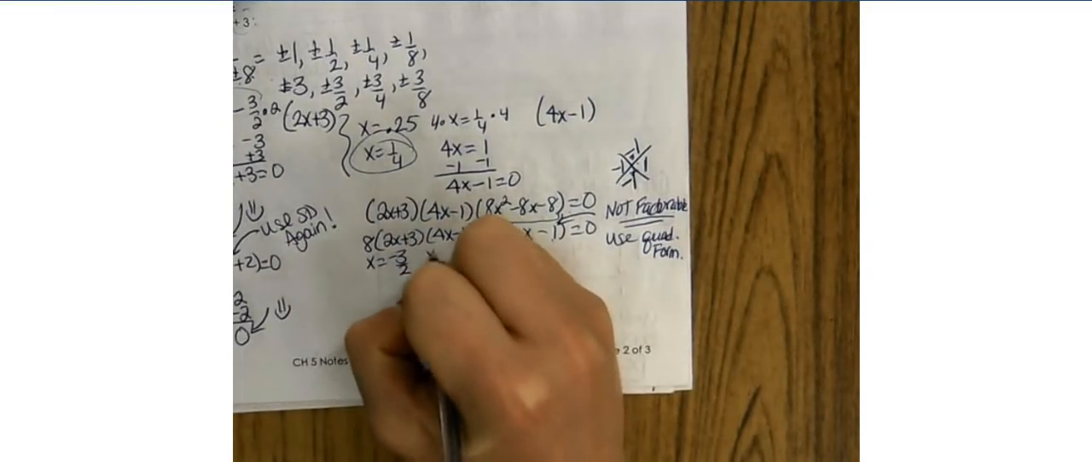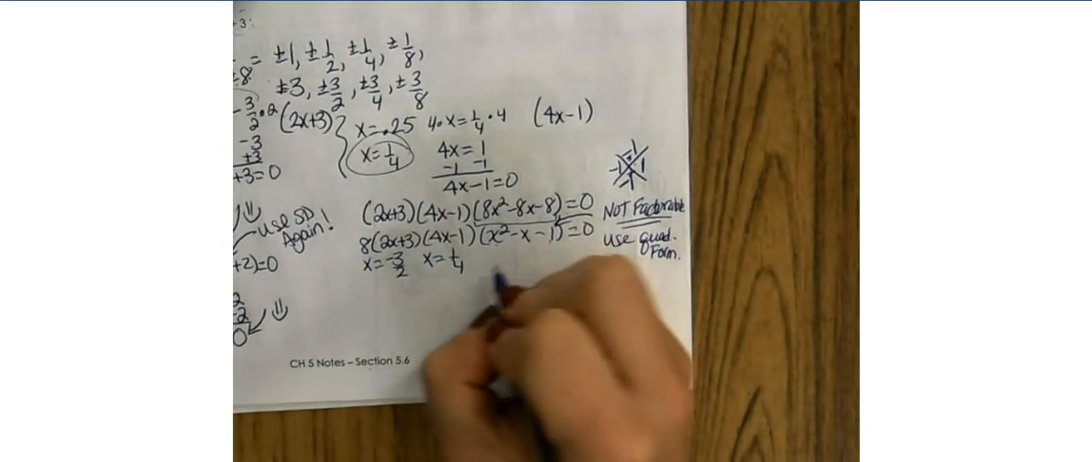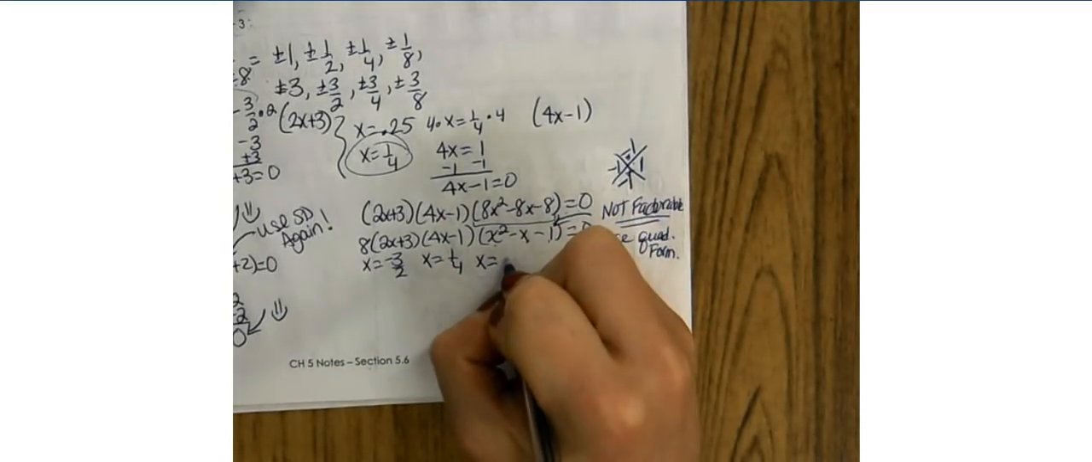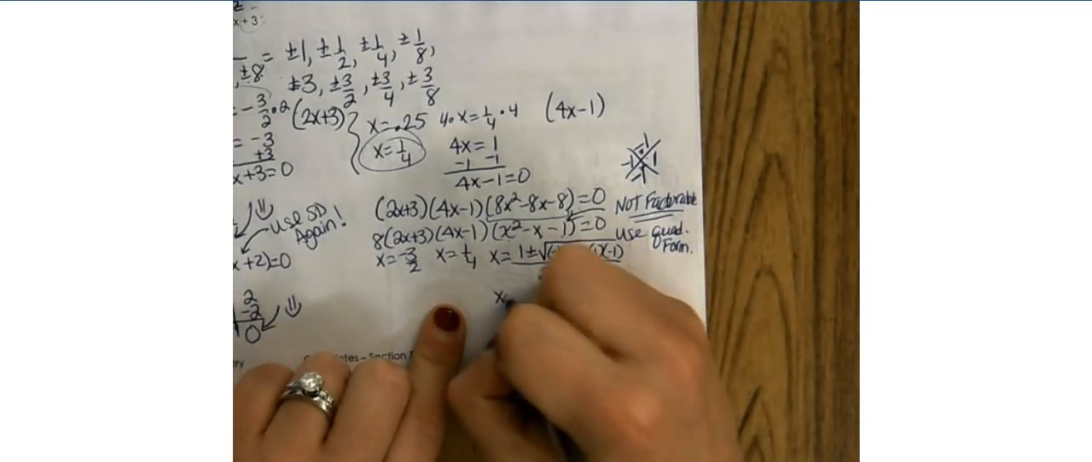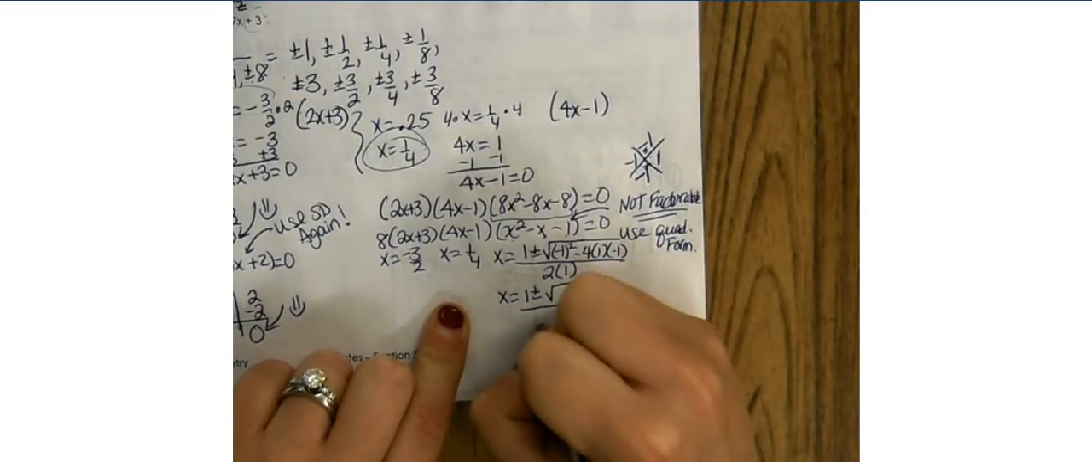So far I have x is equal to negative 3 halves, and I have x is equal to positive 1/4, and now I'm going to have x is equal to the opposite of b, which is 1, plus or minus the square root of negative 1 squared minus 4 times 1 times negative 1. This is all over 2 times a, which is 2 times 1. So now I have x is equal to 1 plus or minus the square root of some number divided by 2. So I'm going to put in negative 1 squared minus 4 times 1 times negative 1. And I end up with the number 5.